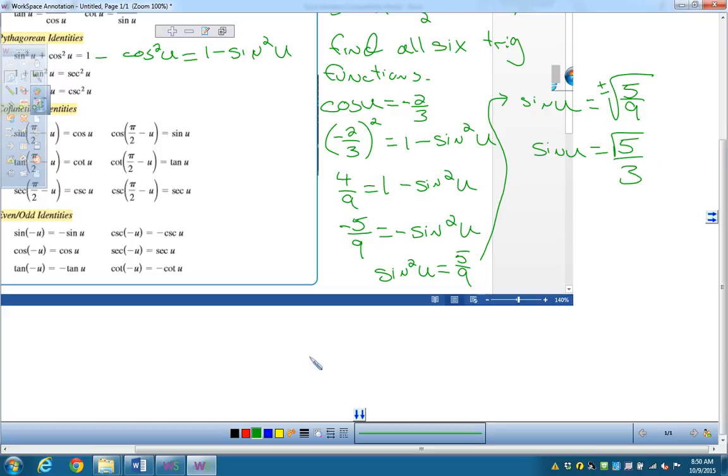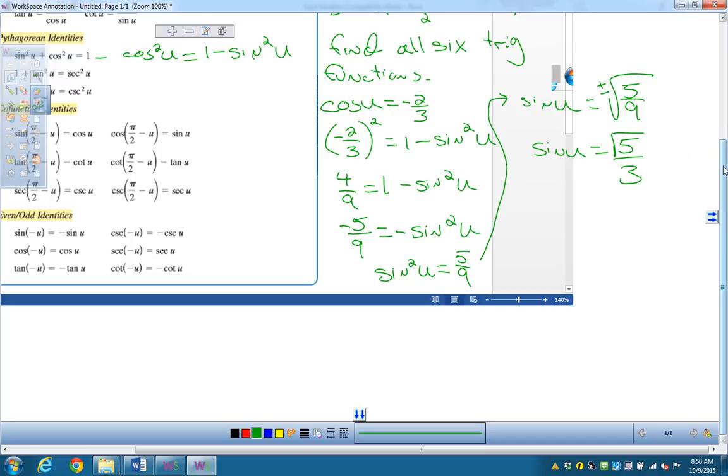What were you going to say, Hannah? How is it you just got rid of the negative? How did I just get rid of the negative? Because in my original problem, remember, I was told that, what was I told? Where'd that tangent go?